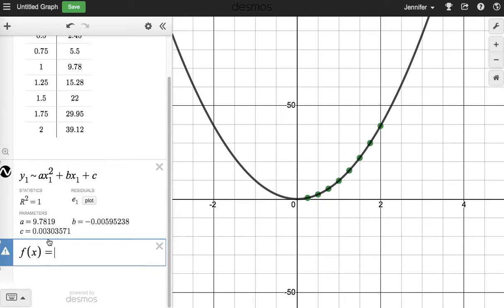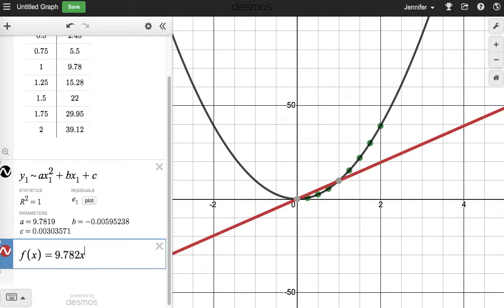I'm going to round to 3 decimal places, so 9.782. Make sure you round correctly. We've got a 9 after the 1, so I'm going to round that to 2. x squared plus b is negative 0.00. I think I'm going to use more than 3 decimal places, actually. I think we're going to have more accuracy since we go out to so many places. I'm going to go back and include all of my decimal places here.